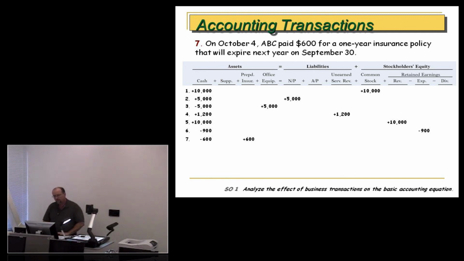Now, each month, as a month expires, we will adjust prepaid insurance, because $600 divided by 12, $50 worth of insurance expires each month. And that's another adjusting entry. And so we'll record $50 of insurance expense, and we'll reduce the asset prepaid insurance by $50 month by month. Okay? Again, we'll see adjusting entries in the following lecture.